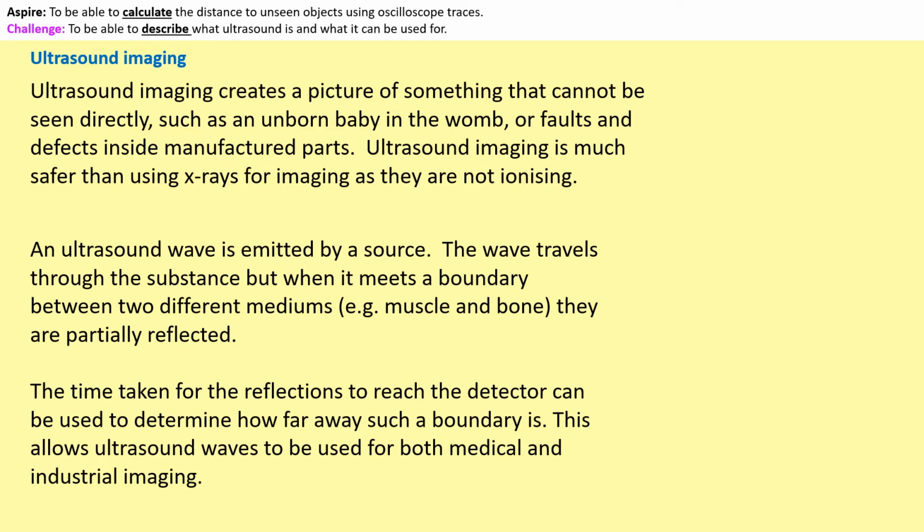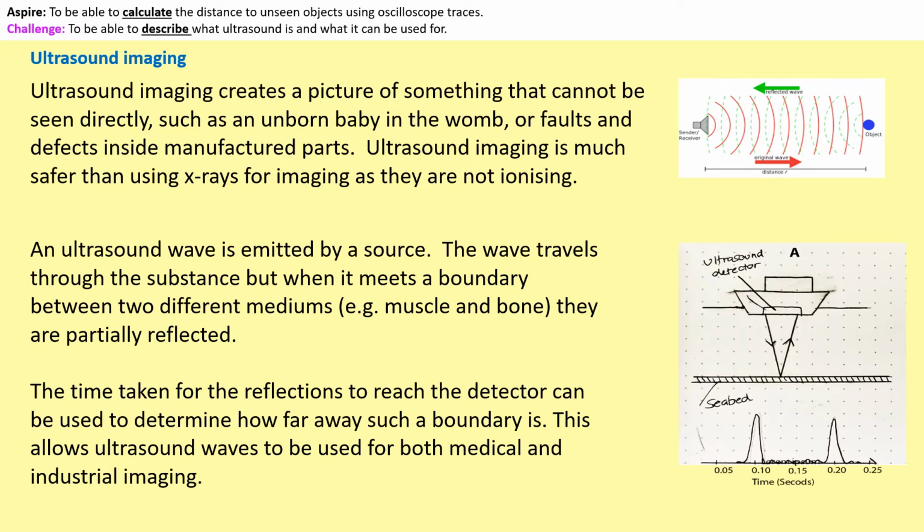So here's an image of that. You can see that in that picture, the sound source is pushing out the red waves. Then they come in contact with the object, and then the waves are reflected back, and then they are picked up by the detector again. Here's an image that I drew. It's based on an exam question I've seen before.